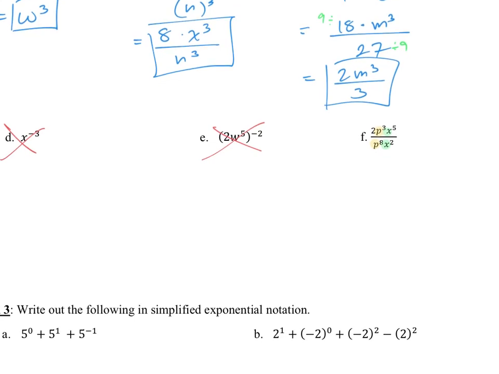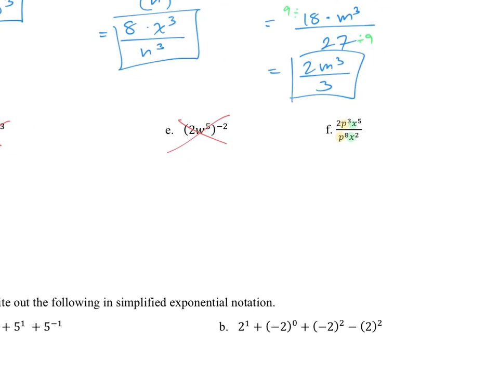Now let's go ahead and solve this. So that's going to equal 2 times, and I'm just going to go ahead and rewrite this. All right, so I'm going to go ahead and simplify that. That will be 2 over 1 times p to the 3 minus 8. Remember, we always subtract the bottom one from the top. Keep the base. I don't need those ones since everything's going to be on the top. x to the 5 minus 2. That'll be 2p to the negative 5 times x to the third.